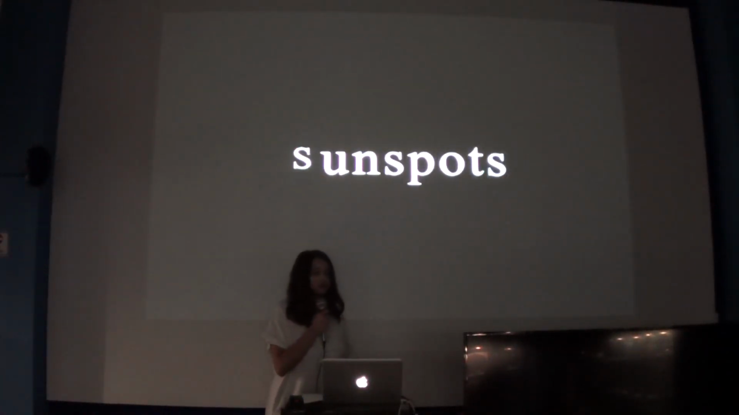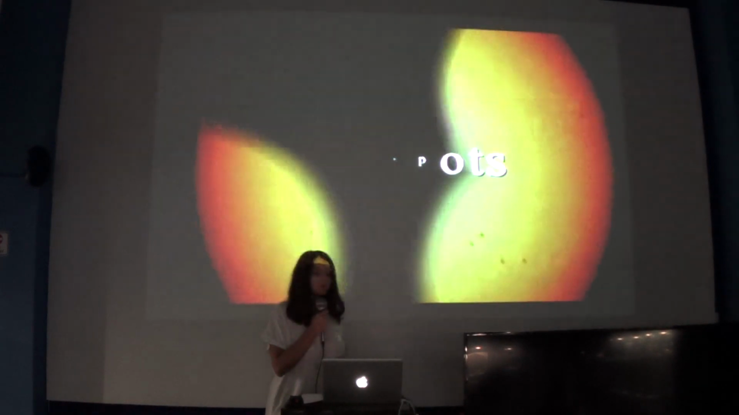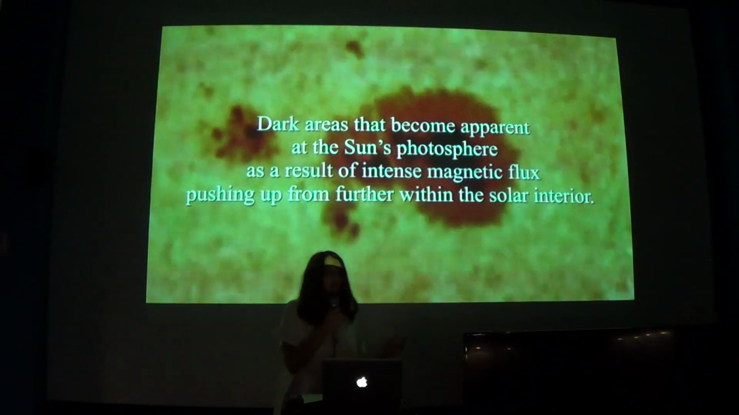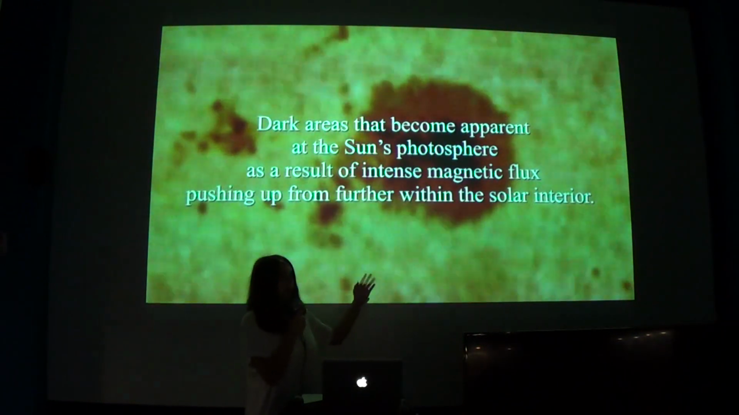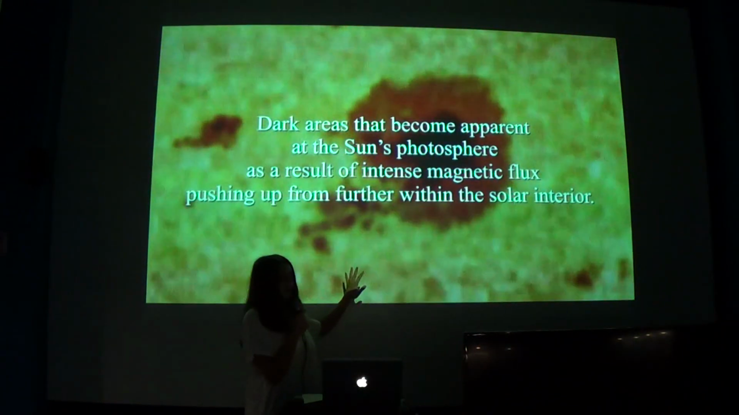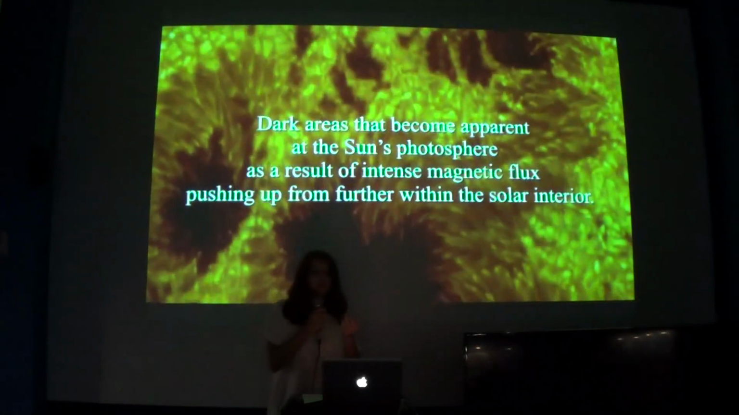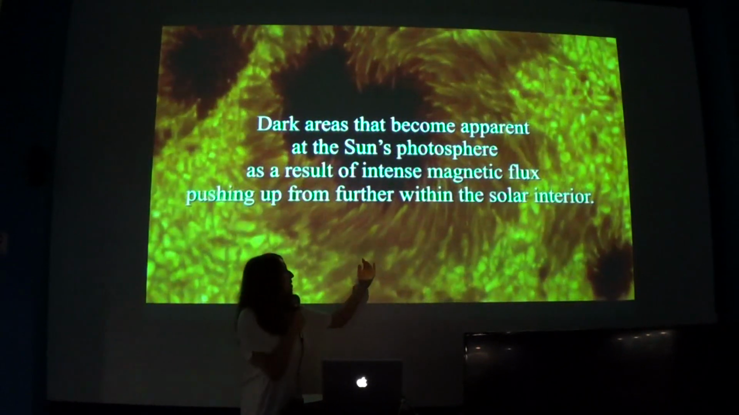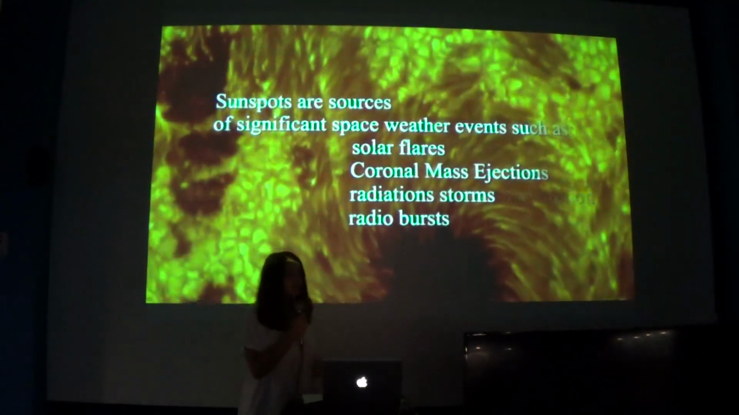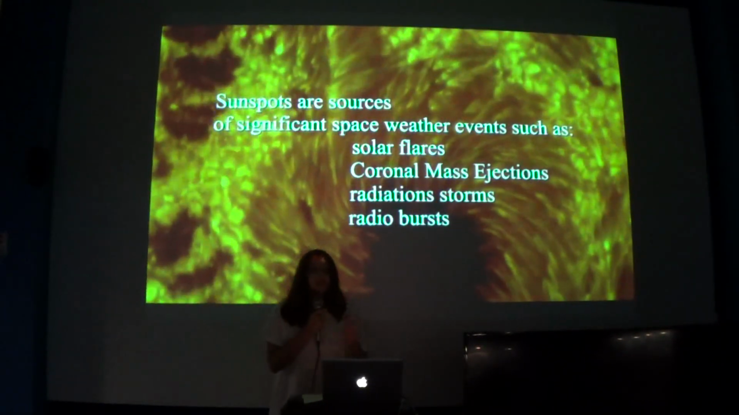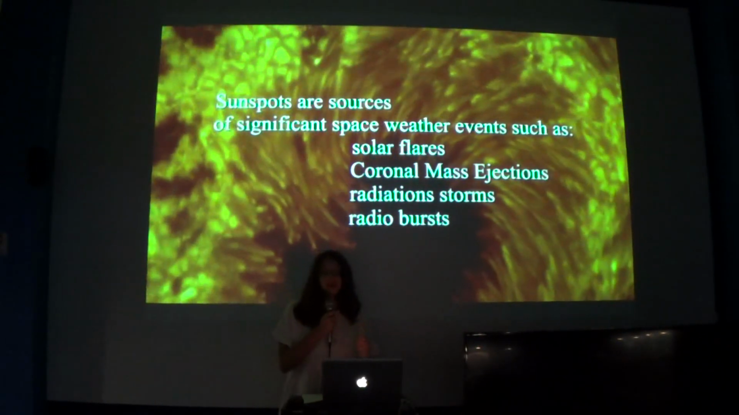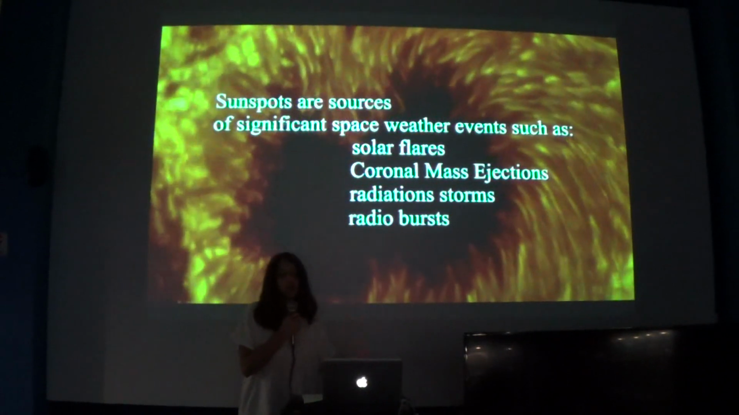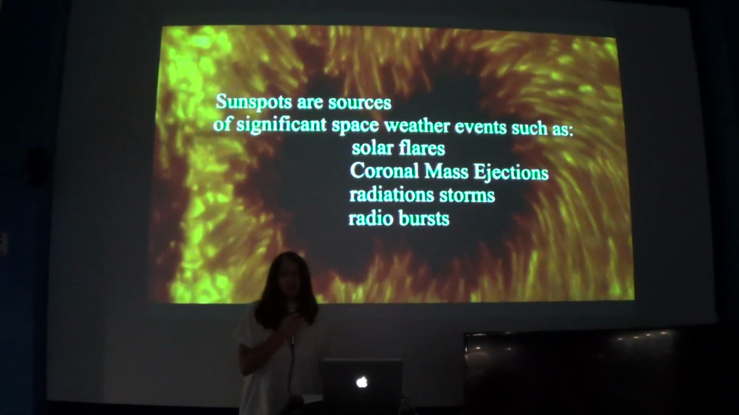Sunspots. Dark areas that become apparent under the sun's photosphere as a result of intense magnetic flux pushing up from further within the solar interior. Sunspots are sources of significant space weather events such as solar flares, coronal mass ejections, radiation storms, radio bursts.